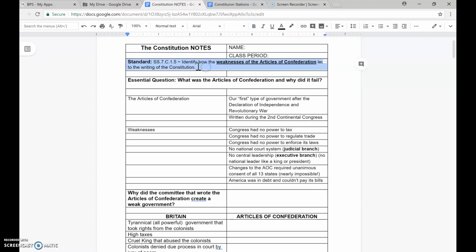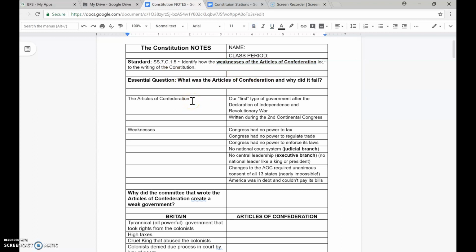By the end of this, you're going to be able to identify how the weaknesses of the Articles of Confederation led to the writing of the Constitution. This is the main idea. It's not enough, guys, that we know the weaknesses of the Articles of Confederation, but we need to know how those weaknesses led to the Constitution. So what are the Articles of Confederation?